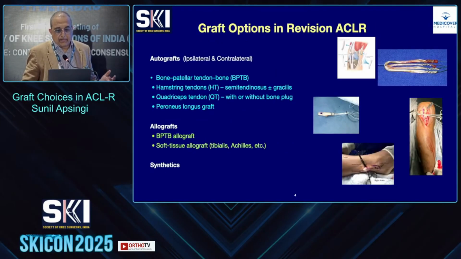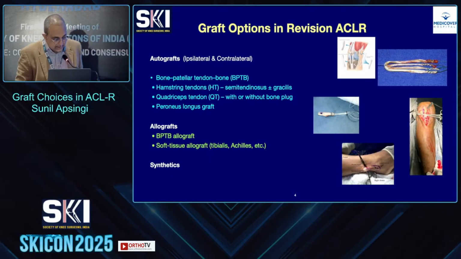And there are various grafts which are available. We all know about this. They are the autografts, which can be ipsilateral or contralateral: bone patellar tendon bone, hamstring, quadriceps, and of late peroneus graft. And allografts include the bone patellar tendon and other soft tissue allografts, which you are all familiar with. Now we also have these synthetics. They always come up once in a while.